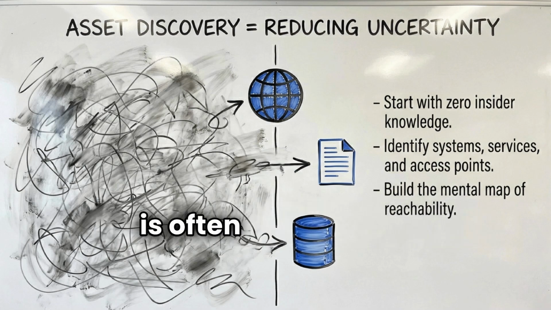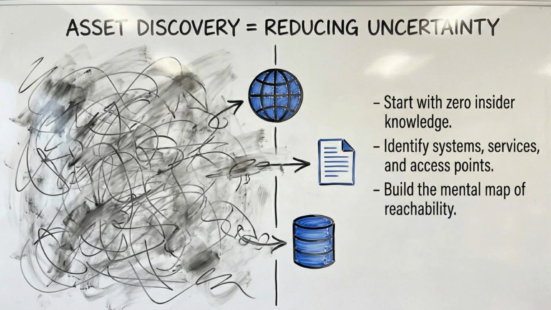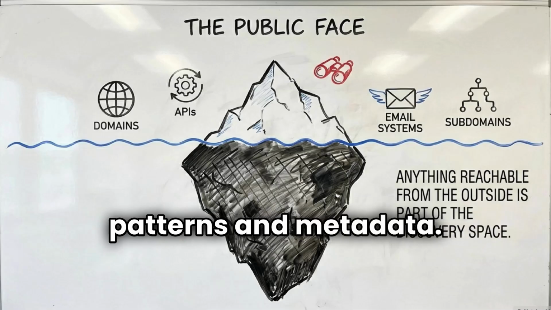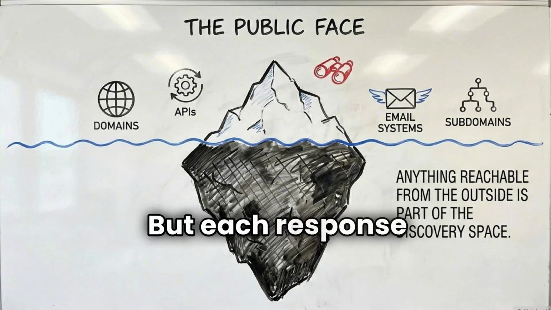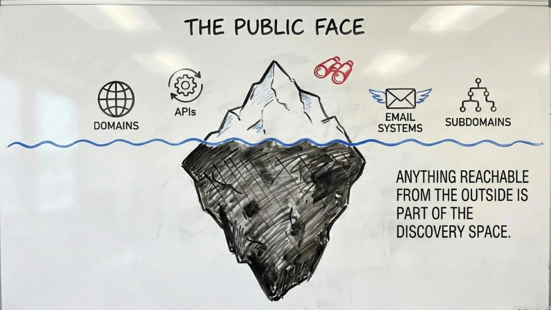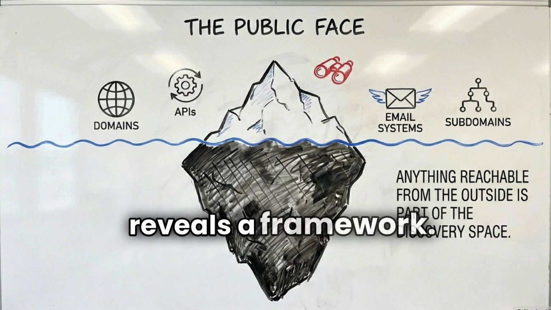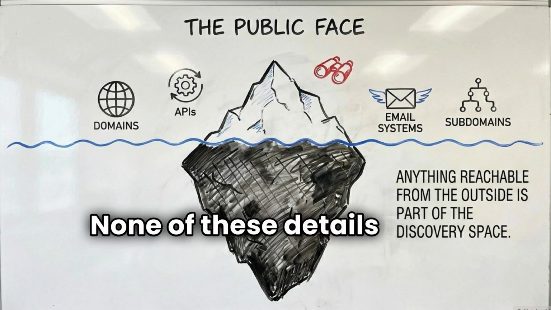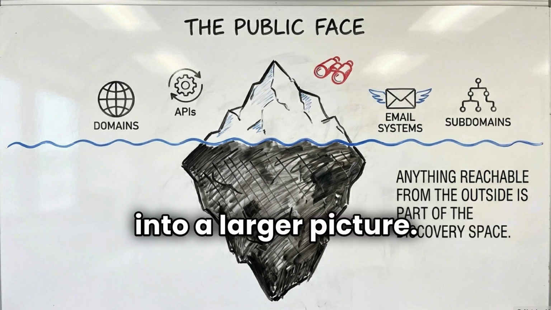This process is often automated. Attackers use scanning and enumeration techniques to systematically identify reachable assets. They look for open ports, running services, response patterns, and metadata. From a defender's perspective, this traffic can look harmless, but each response reveals information. A banner reveals a software version. An error message reveals a framework. A redirect reveals an internal structure. None of these details seem dangerous on their own, but attackers assemble them into a larger picture.